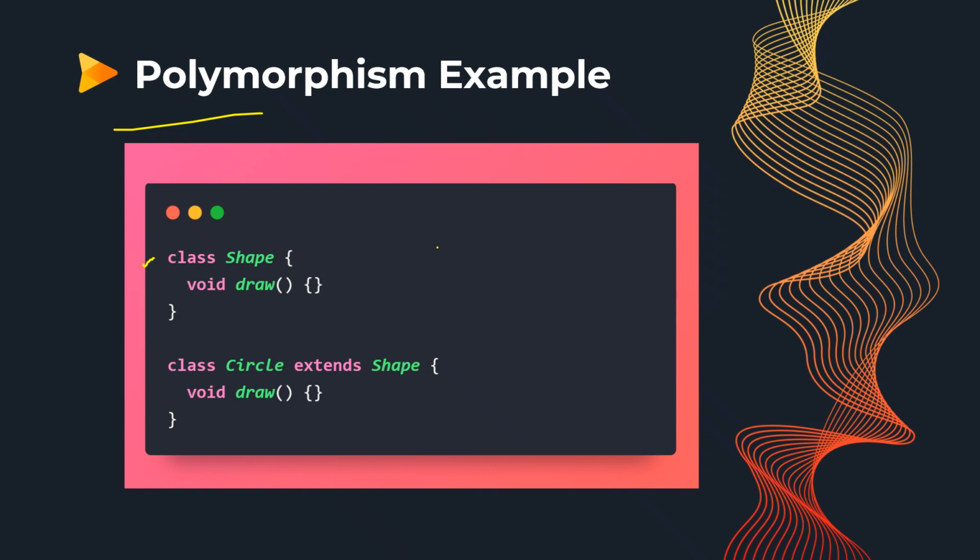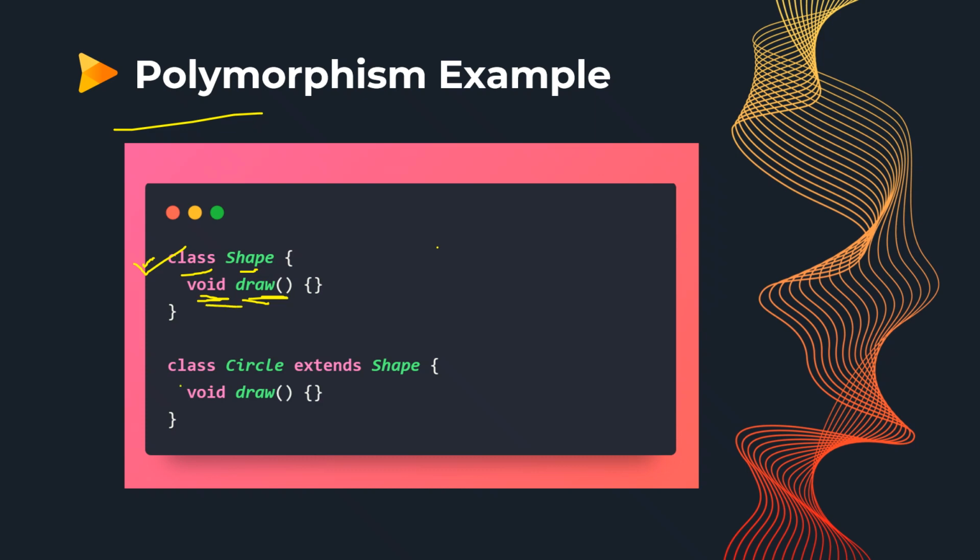Okay, so now we have to understand this example. First of all, we have created a class, and the class name is Shape. Then we have created one method. It is void, so it will not return anything. The name of the method is draw, and we have given the brackets, and this is our method.